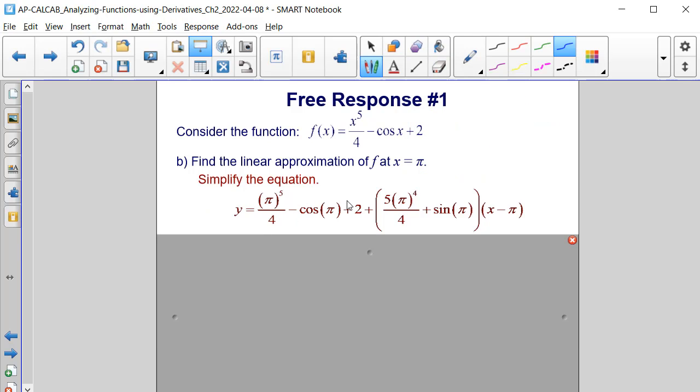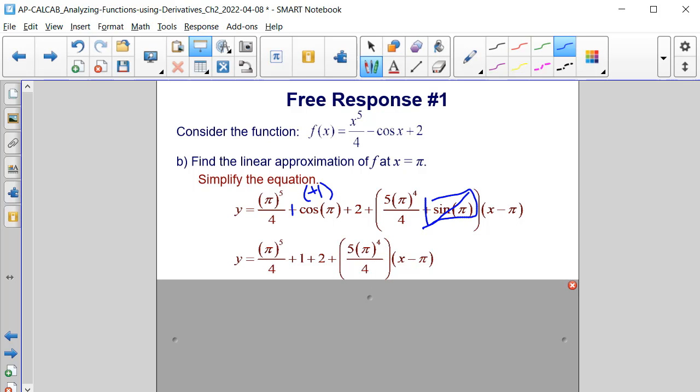The next step is going to be to simplify this equation by evaluating especially the trig that we can. For example, the cosine of pi we can evaluate. Cosine of pi is -1, so we're going to have minus -1 or plus 1, and then the sine of pi is 0, so this goes away. So that leaves us with pi to the 5th over 4 plus 1 plus 2 plus 5 pi to the 4th divided by 4 times the quantity x minus pi.